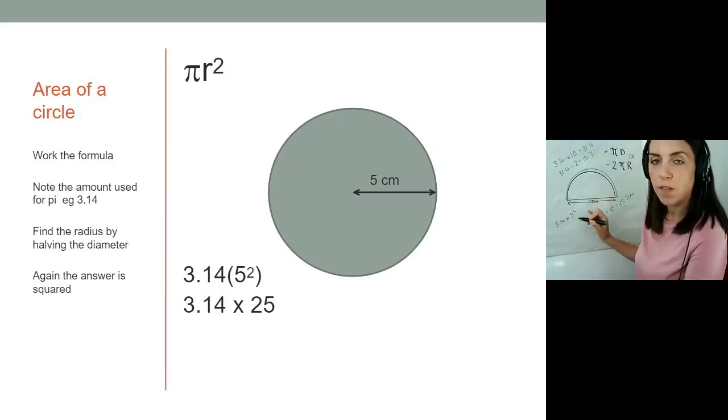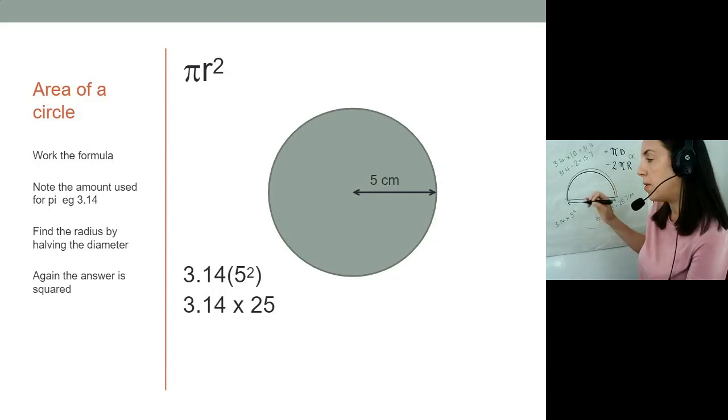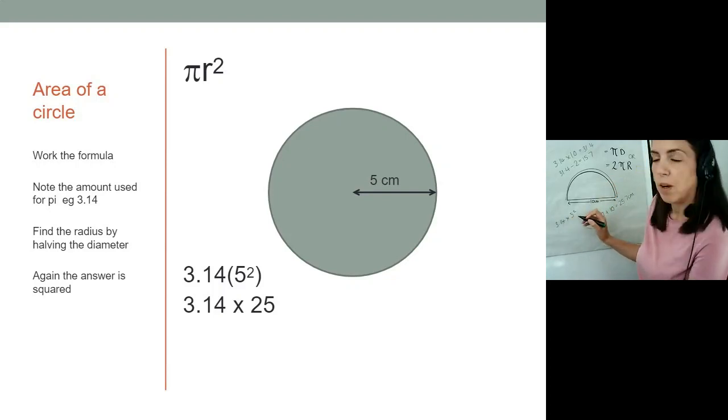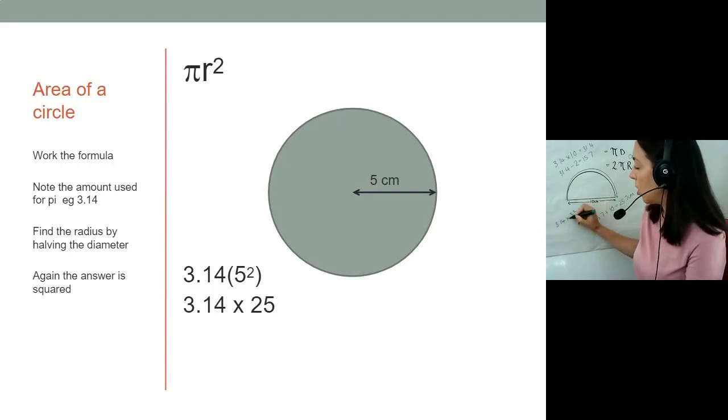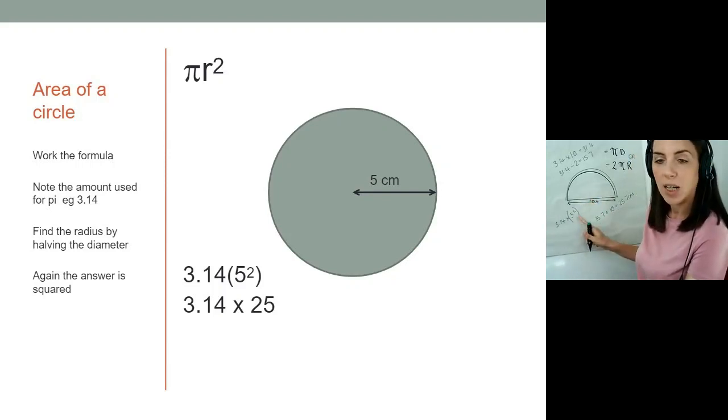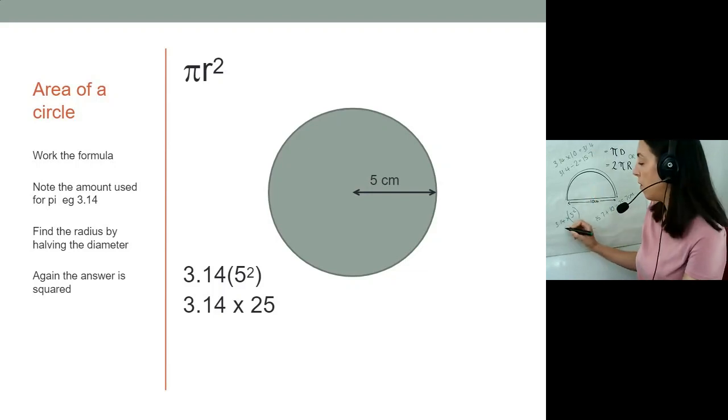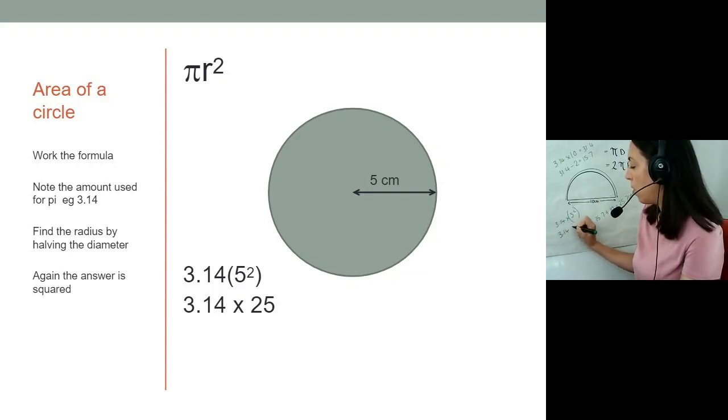Now, if you remember with your formulas, if you remember BIDMAS, it's always a good practice. It will probably still work out the same, but it's good practice to remember your BIDMAS. So brackets, indices, division, multiplication, addition, subtraction, to do your indices first. So I would put that in the brackets. I'll calculate the indices first. So 5 squared is 5 times 5. So you end up with 3.14 multiplied by 25.